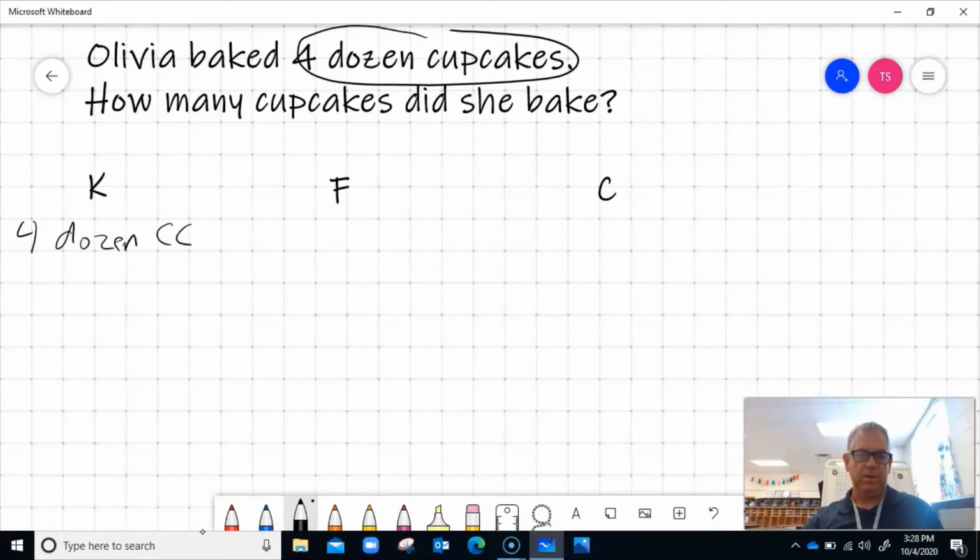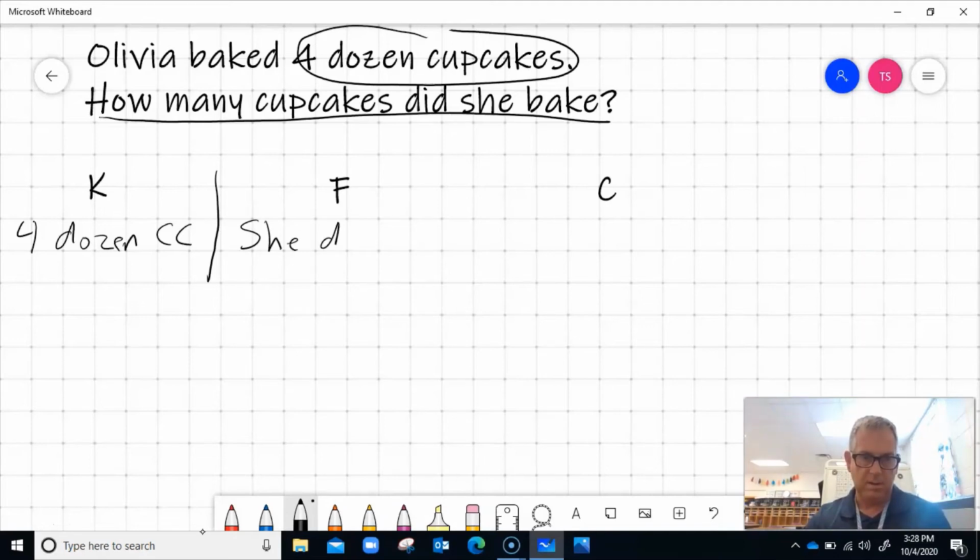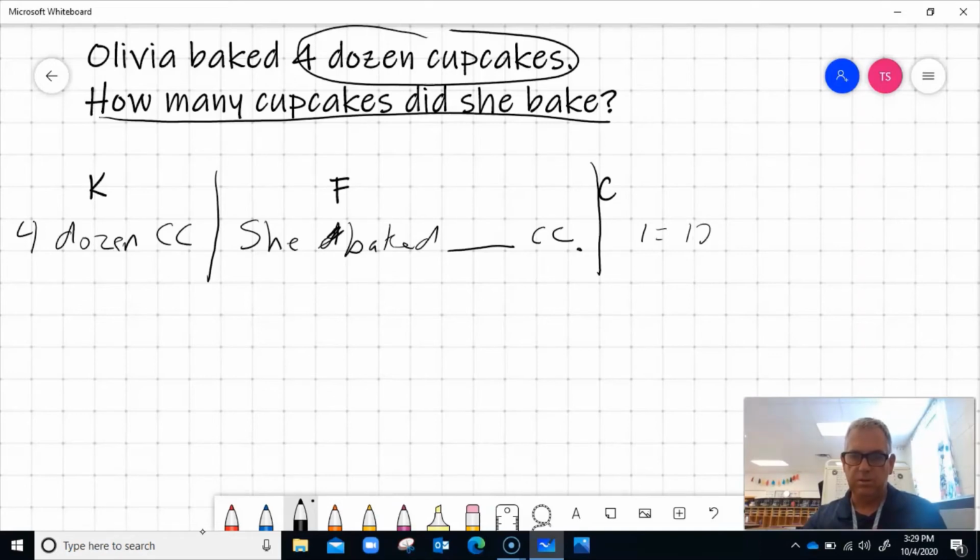The next thing, what am I trying to find out? I'm trying to find out how many cupcakes she baked. So basically I'm just going to take that question and make it into a statement. I'll say that she baked blank cupcakes, and I can abbreviate cupcakes. And my special conditions. One of the big ones is we need to figure out what a dozen is. And 1 dozen equals 12. So 1 dozen equals 12.